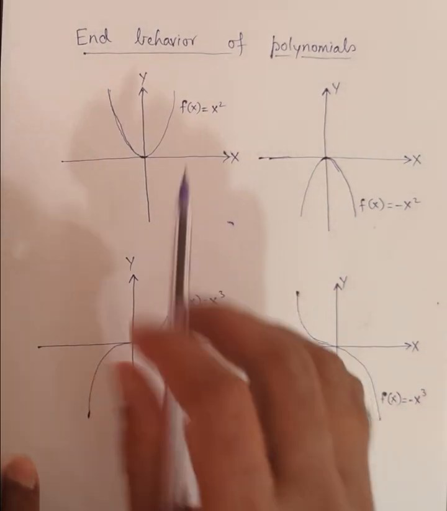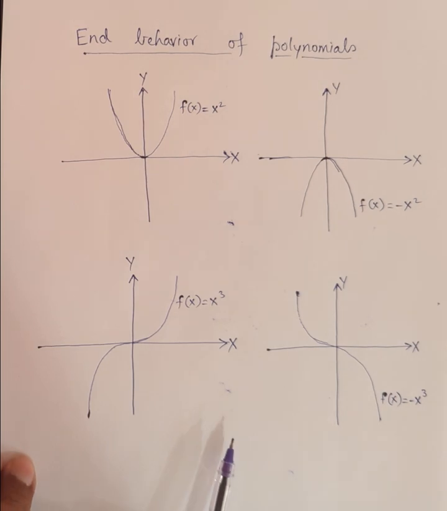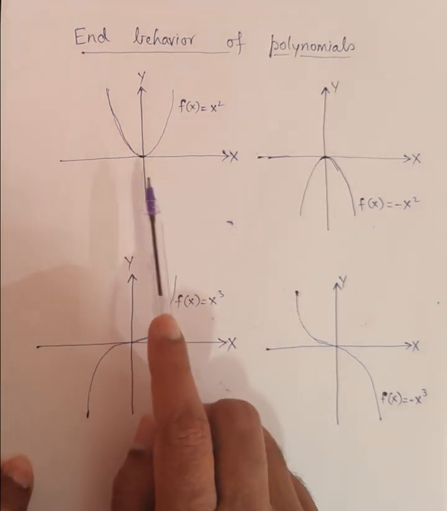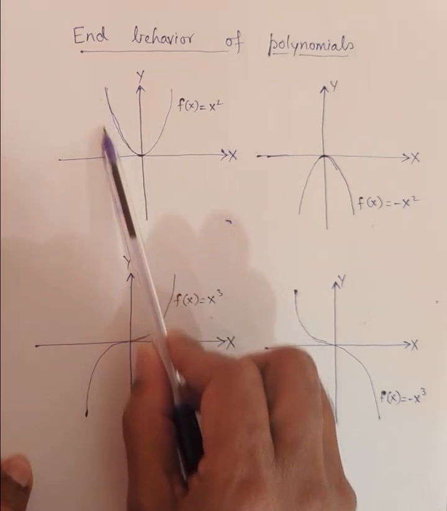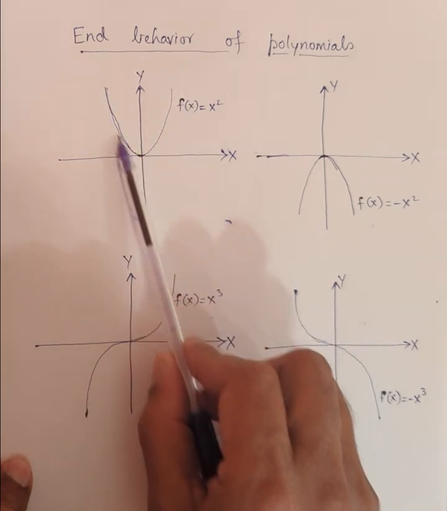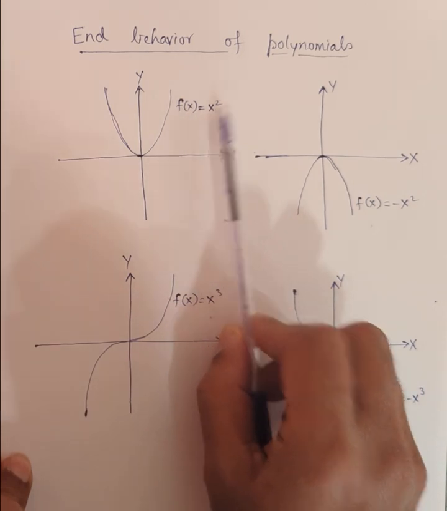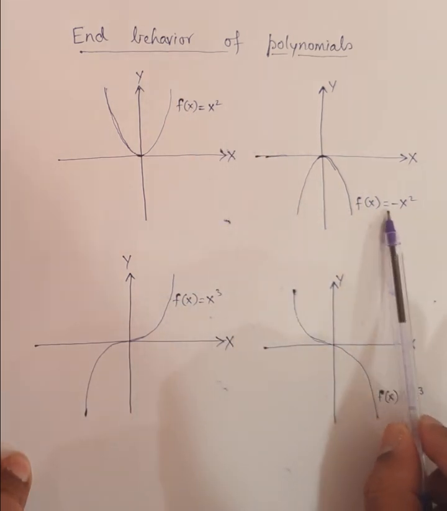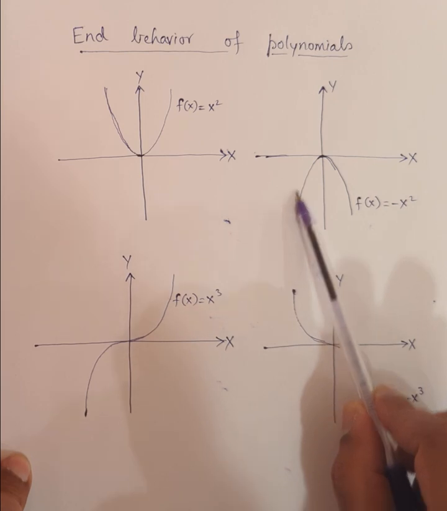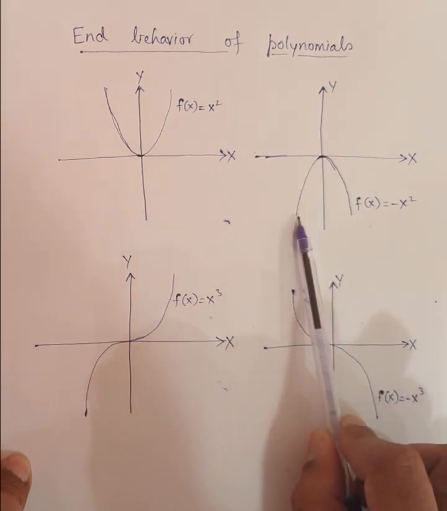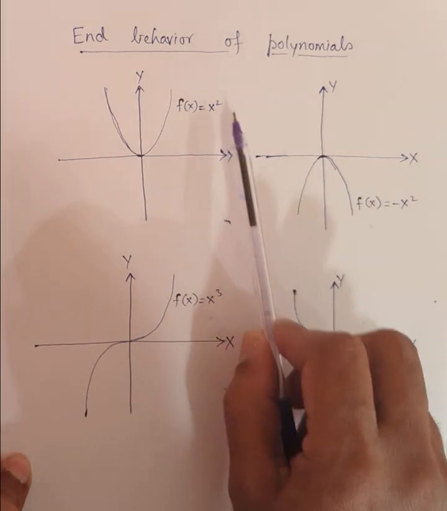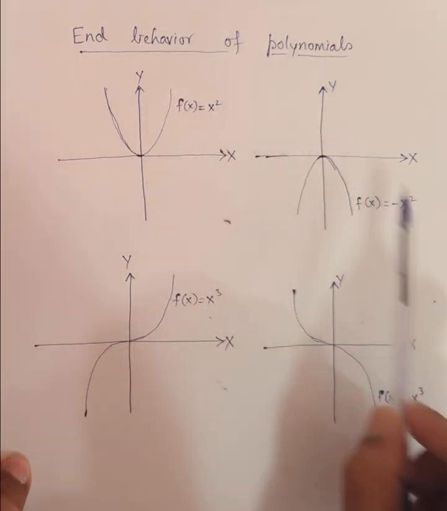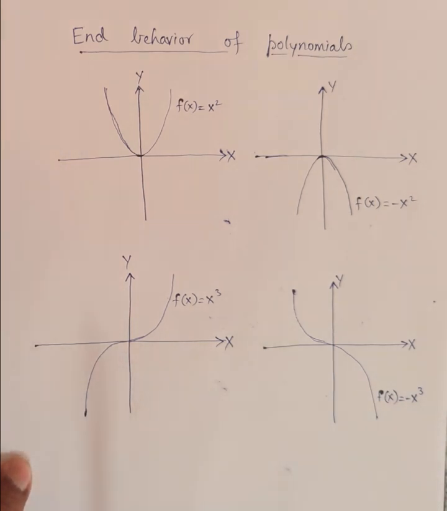In order to study the end behavior of polynomials, we want to remember these four graphs. Notice f of x equals x squared is a parabola that opens up, and f of x equals negative x squared opens down. These two have even degree. Notice the degree exponent is 2. And then notice these two graphs.